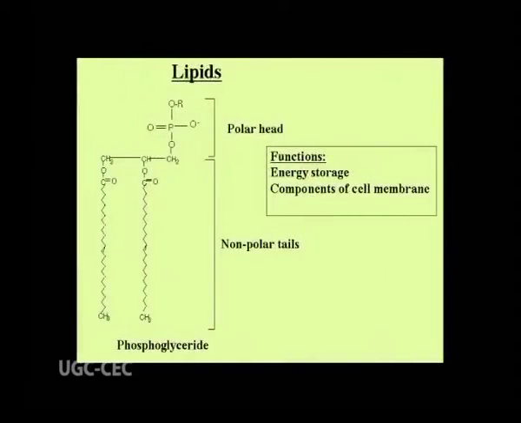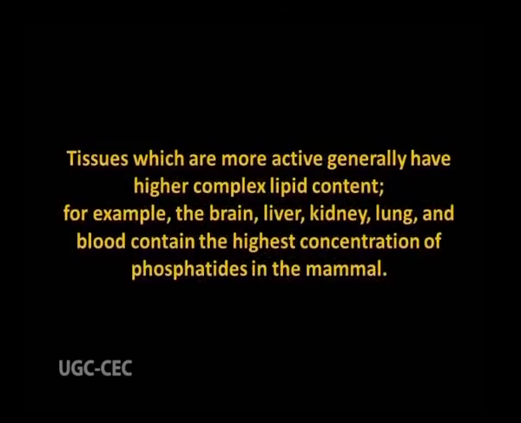The more complex lipids occur closely linked with the protein in the membrane of the cell and of subcellular particles. Tissues which are more active generally have higher complex lipid content. For example, the brain, liver, kidney, lung and blood contain the highest concentration of phosphatides in the mammal.